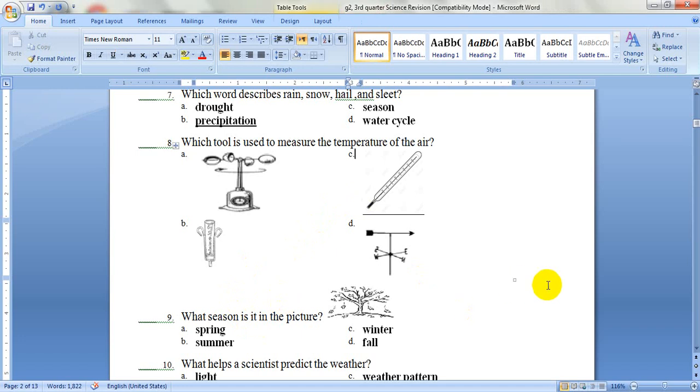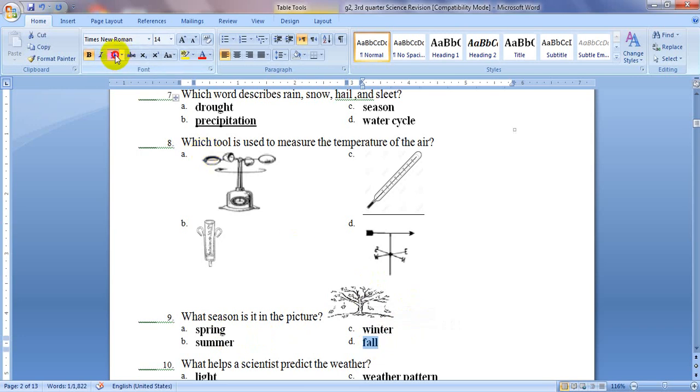The next question, question number 9. What season is it in the picture? Here we have a picture of a tree which is dropping off or losing its leaves. In which season does this happen? Does this happen in spring, summer, winter, or fall?